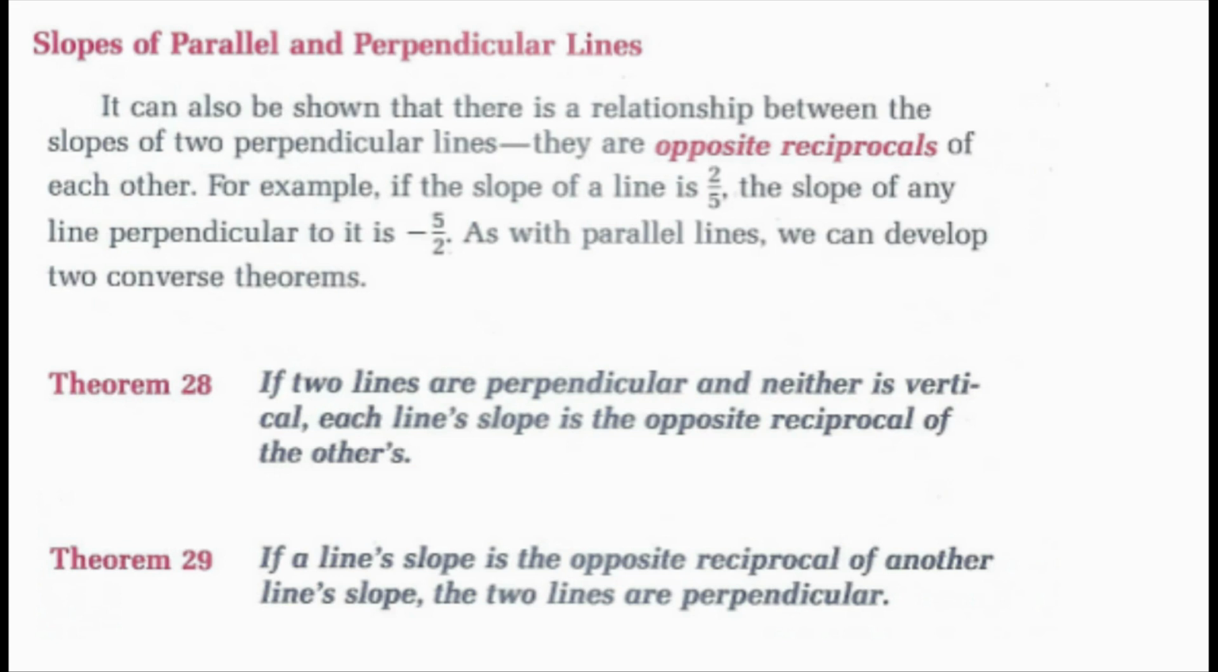And then perpendicular lines have slopes that are opposite reciprocals of each other. So if I have the slope 2/5, the opposite reciprocal of 2/5 would be -5/2. Again, two theorems of perpendicular lines. If two lines are perpendicular and neither is vertical, then each line's slope is the opposite reciprocal of the other's. And if a line's slope is the opposite reciprocal of another line's slope, then the two lines are perpendicular.